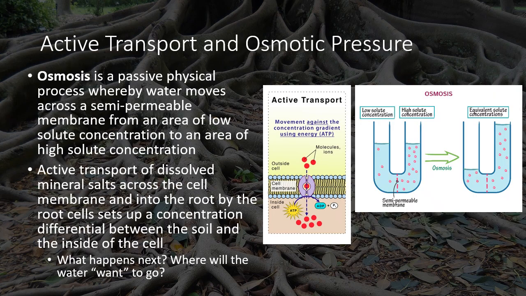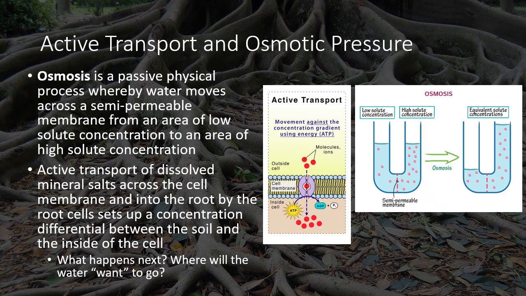Okay. When we look at active transport, this ends up relating to osmotic pressure within the root. So, osmosis, if you're not familiar, is a passive physical process, passive meaning that it doesn't require any energy, physical meaning that this is just a feature of physics. This just occurs in any situation where water is moving across a semi-permeable membrane. So the membrane of a cell is semi-permeable. It allows some things in. It doesn't allow all things in.